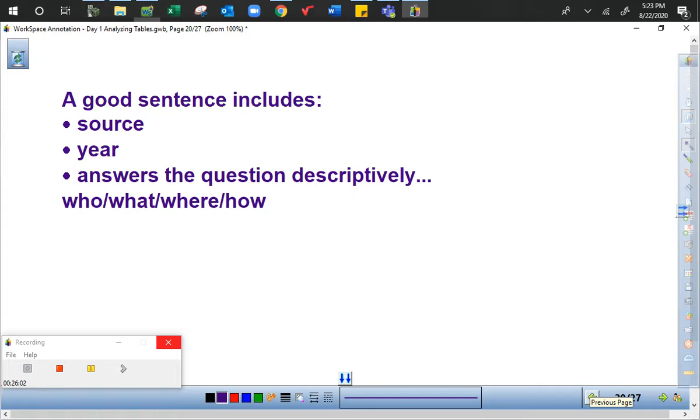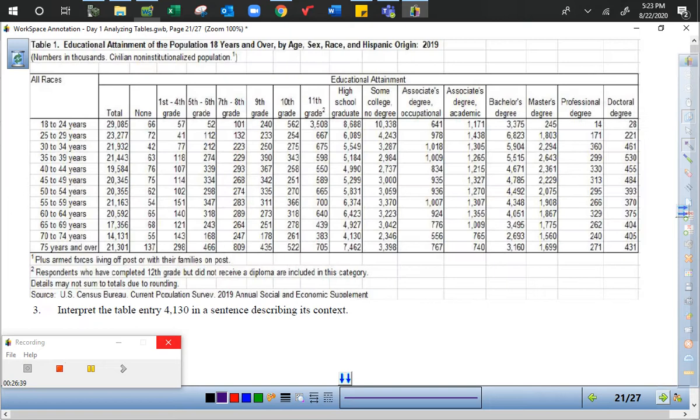We also want to be specific for the year. I actually usually end with the year, just because when we're making sentences, sometimes it flows better that way. And then we want to answer the question descriptively. We want to include a who, a what, a where, a how, anything that's relevant to the question. A lot of times this is answered by the intersections of those row and column headings. So let's take a look at this first example and we can kind of talk through what I mean here.